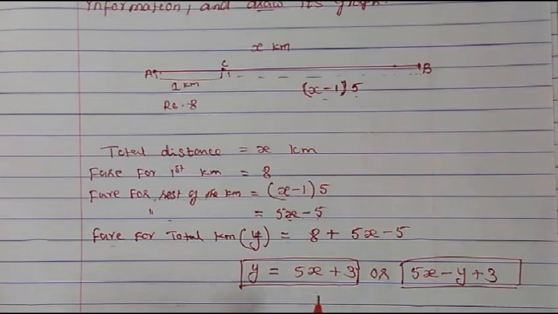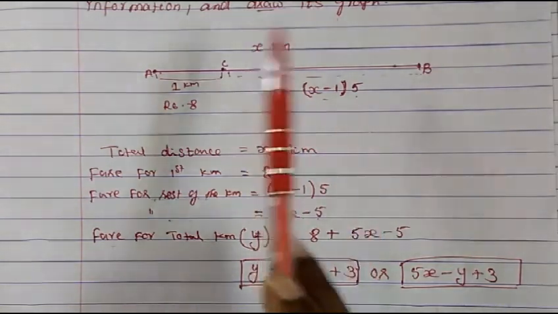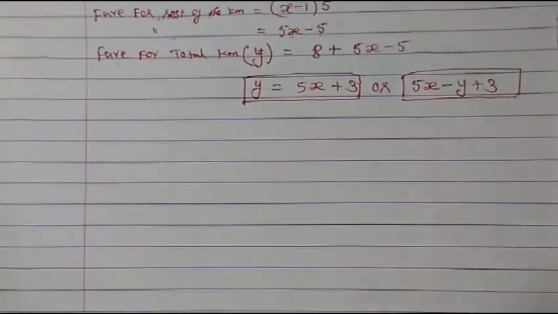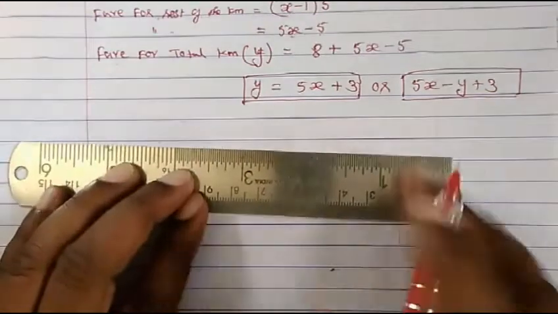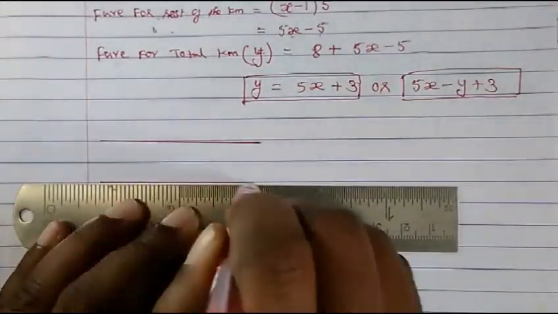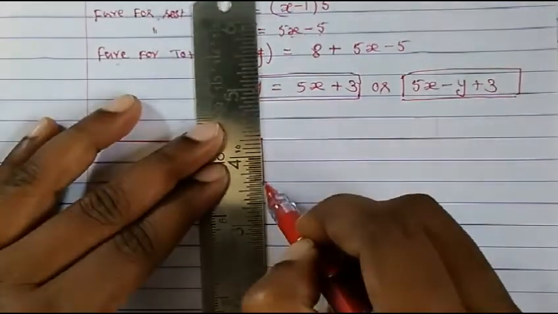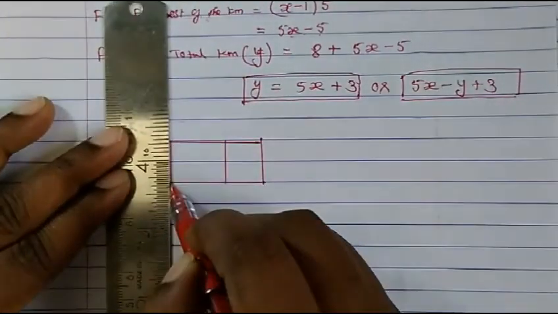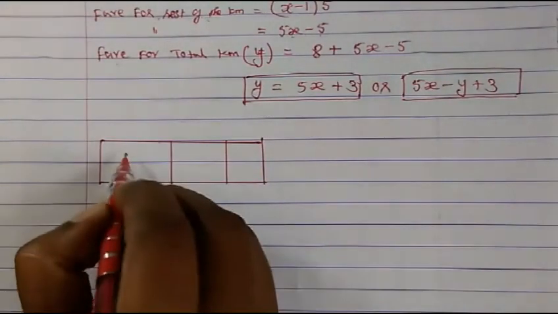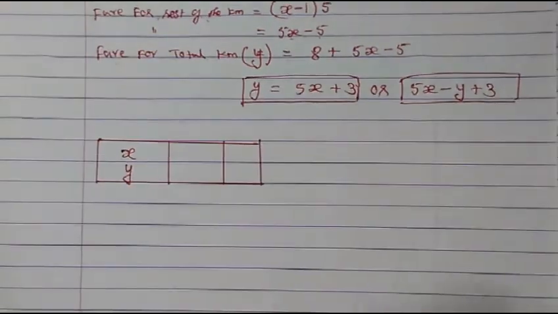So the equation is ready. Now what do we have to draw? We have to draw the graph. Before drawing the graph, what do we have to do? We have to find out the coordinates for x and y. That is compulsory. You have to do this box. Two points are enough for us to draw the graph. So x and y, let's draw the graph.